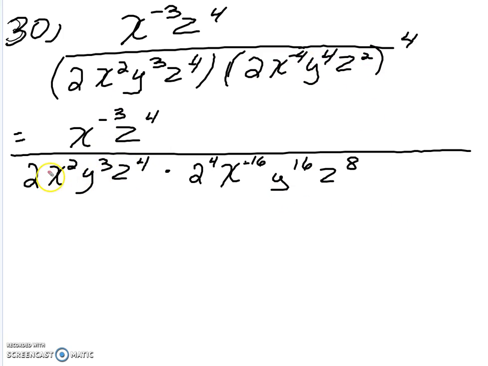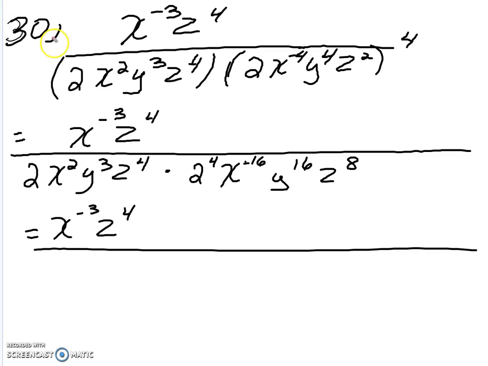My next step is I'm going to combine or multiply the two terms in the denominator. Once again, I am not going to touch my numerator. I'm simply leaving it alone. I'll deal with it later. And now I'm going to multiply.